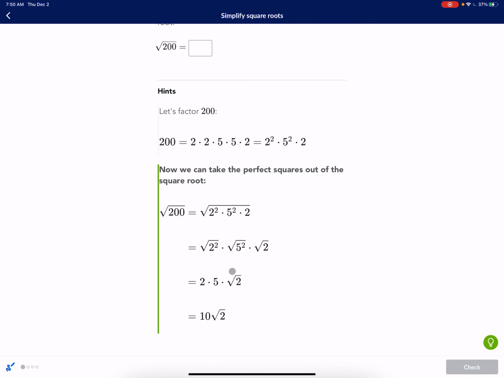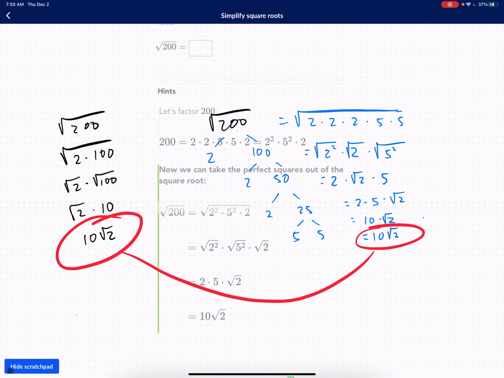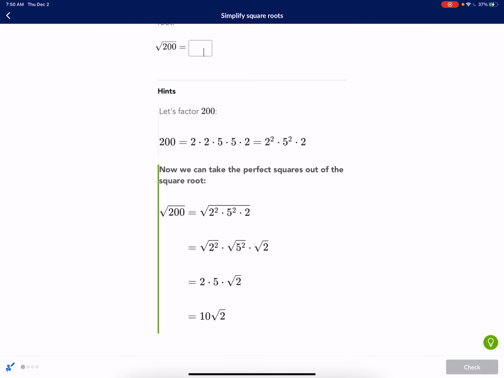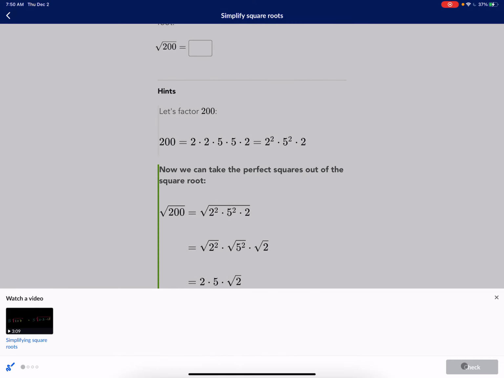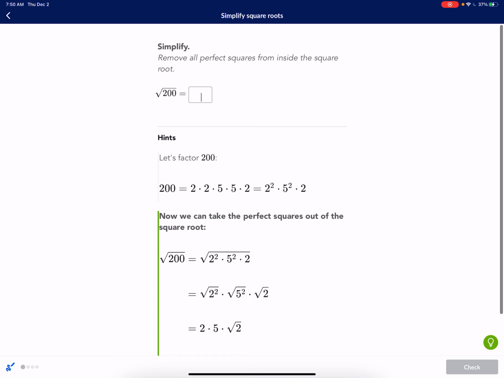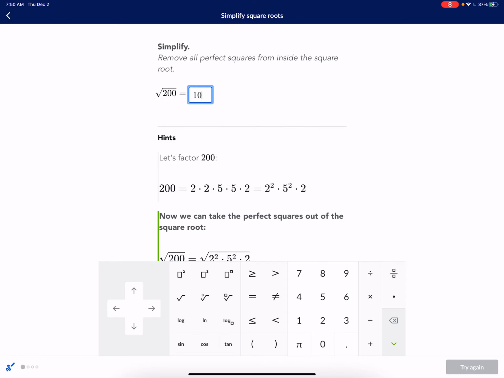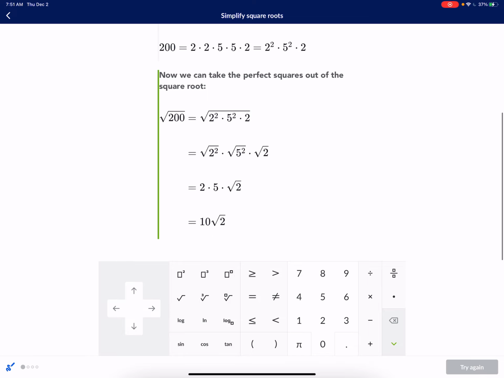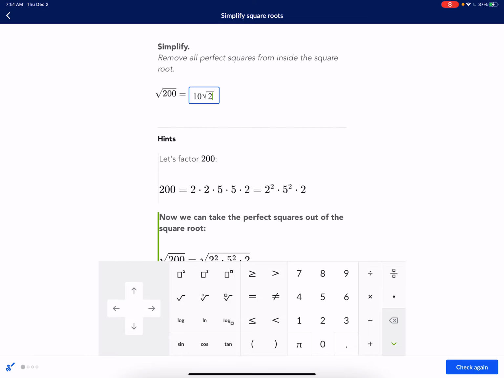Okay. All right, so the answer, in fact, is 10 square root of 2, and that's what we got here, okay? I don't know how I can skip this here. I'm just going to enter 10, because I don't know how to do the square root thing. Check, and I want to get rid of this. Okay, 10 square root of 2.